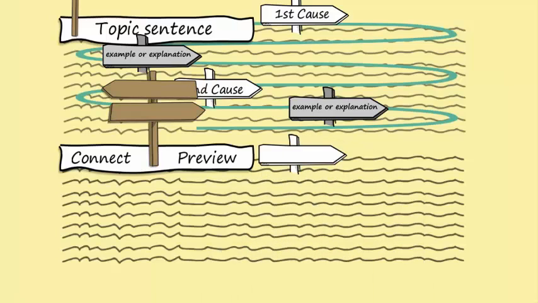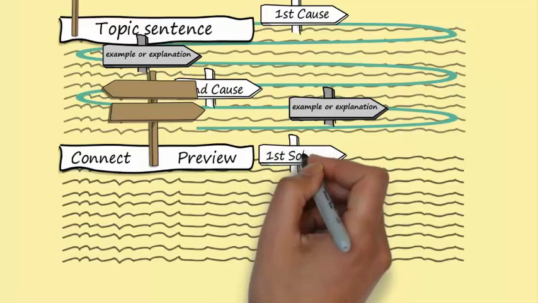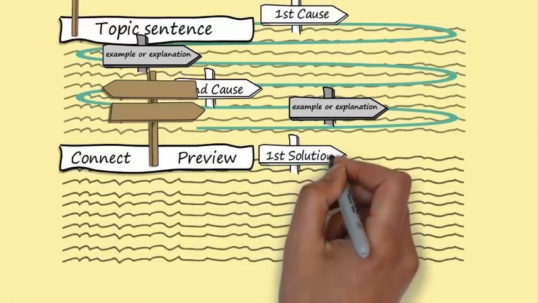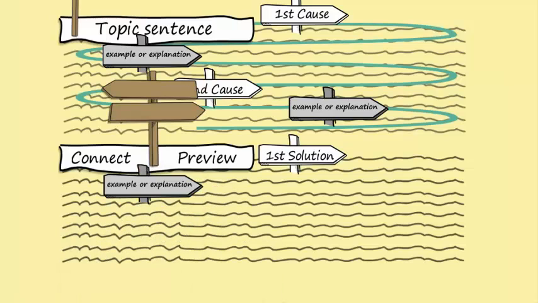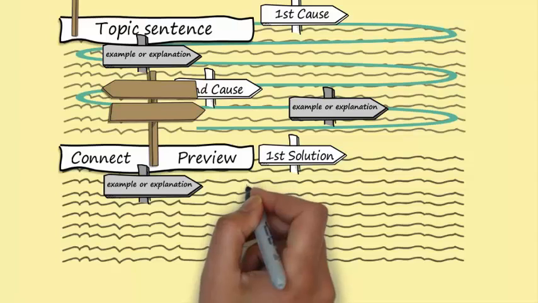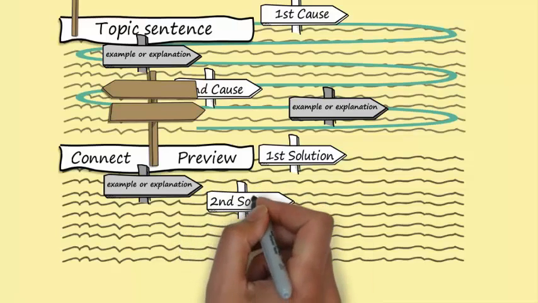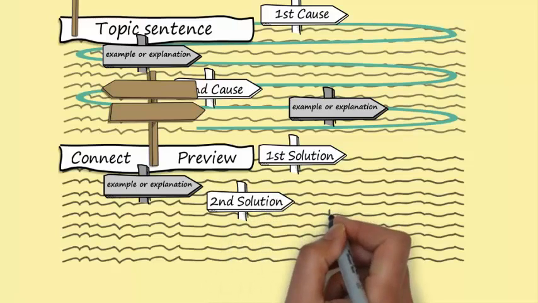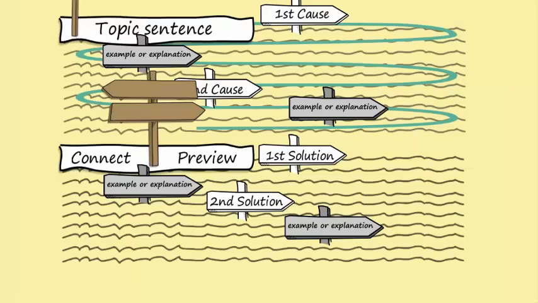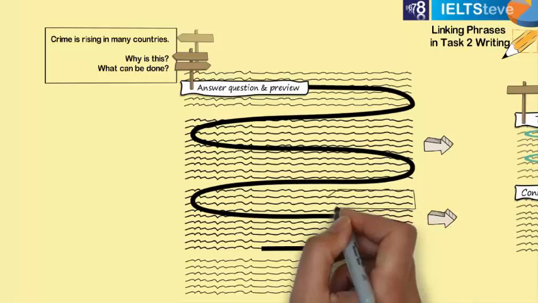And then this becomes very similar to the last paragraph, where we would have our first solution now, and then we go through to the example or the explanation, and then a second solution, and some more examples and explanations for that second solution down to the bottom there. And finally, now we come back to the summary or the conclusion.